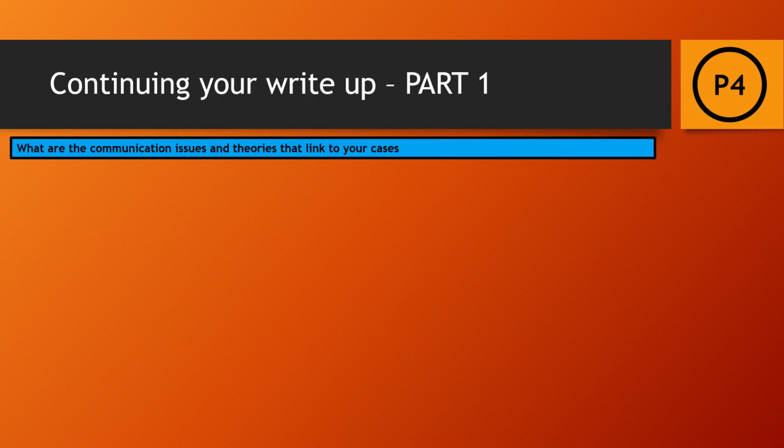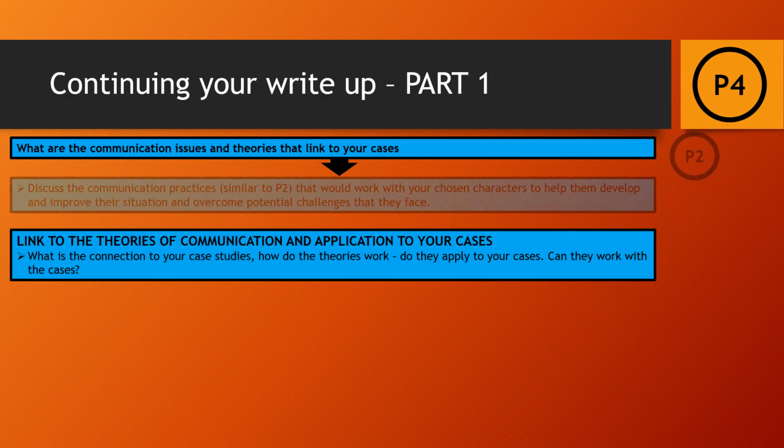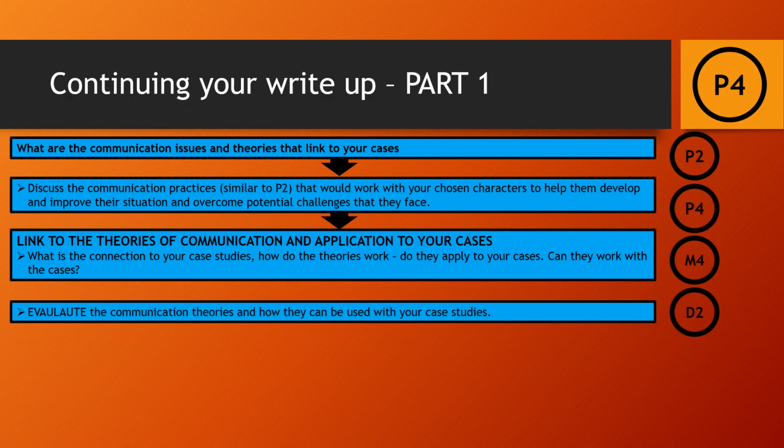So as you move into the rest of P4, the main steps to do are: what are the communication theories and issues? I've put P2 here because a lot of what you did in P2 can still be used here. You can still apply it. It's your work. You've talked about this stuff already, so you can reuse it. But this bit here will be adding in the theories, linking them to your cases, and then trying to think about the pros and cons of using them.